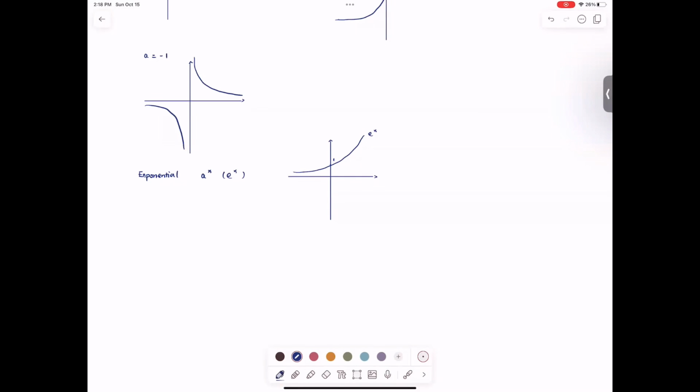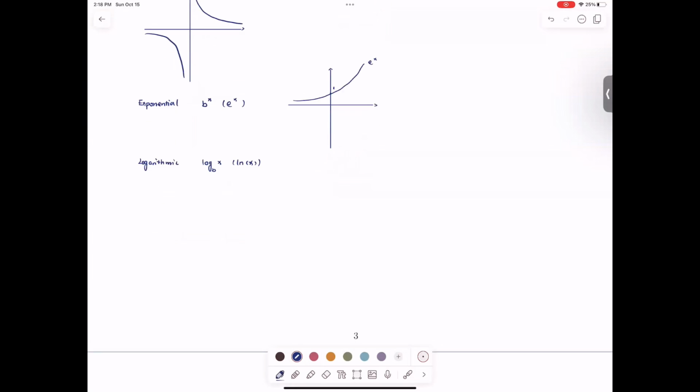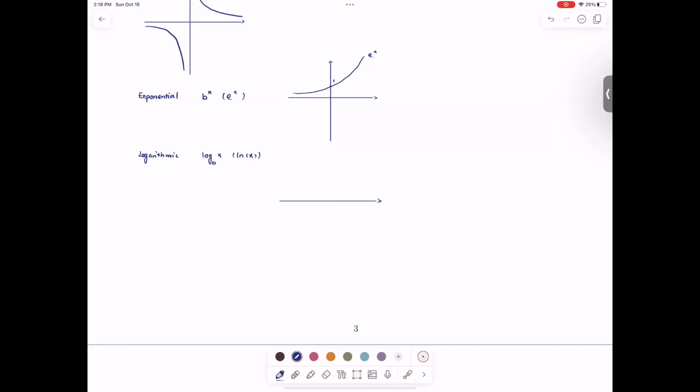And what's the inverse? What's the inverse of exponential function? Log x, logarithm, right? Logarithmic. Log e to the x. Maybe I'll change this to b instead as base. Okay, so again, what we usually use is log x instead. The graph looks like this.